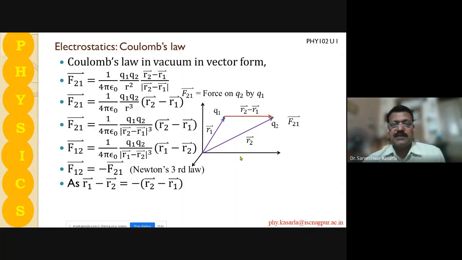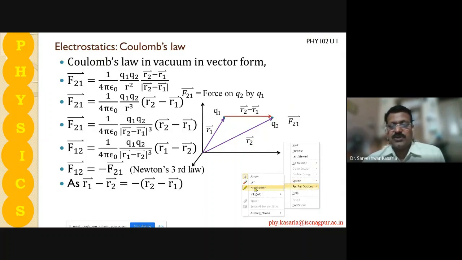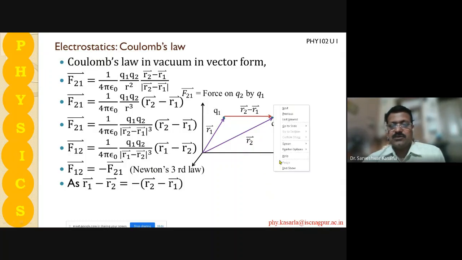By applying the triangle law of vectors, the vector between charge q1 and q2 will be equal to vector r2 minus r1. So this vector r2 minus vector r1 is the vector from q1 to q2.